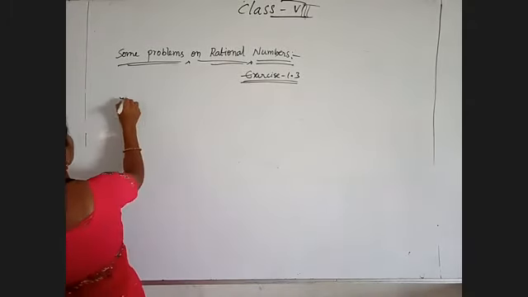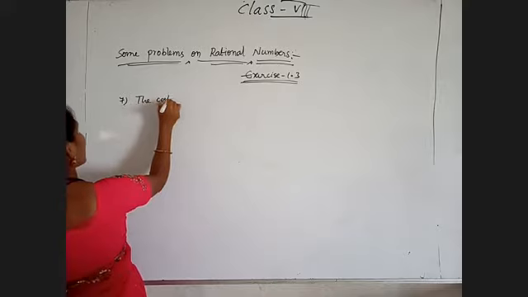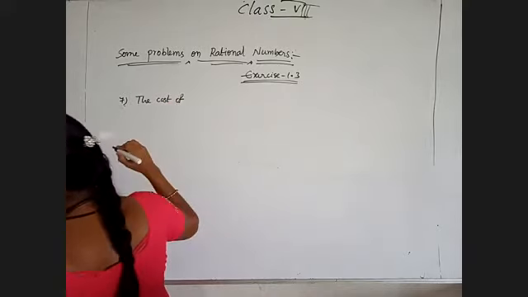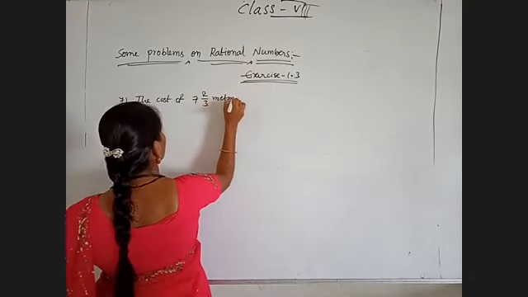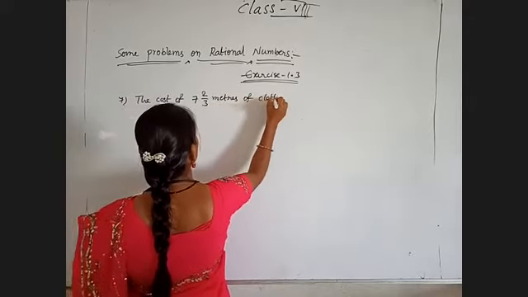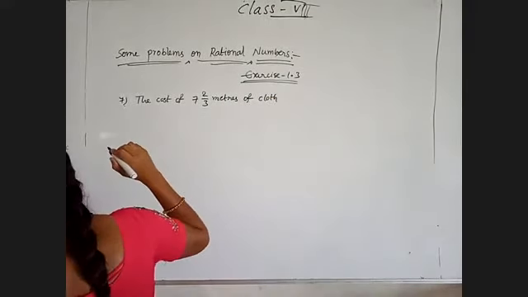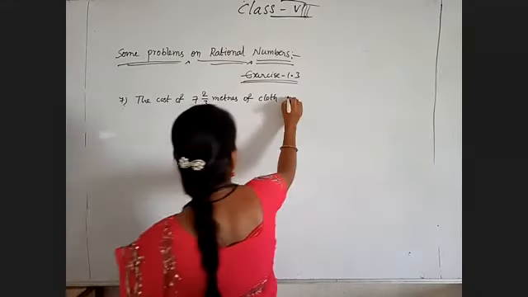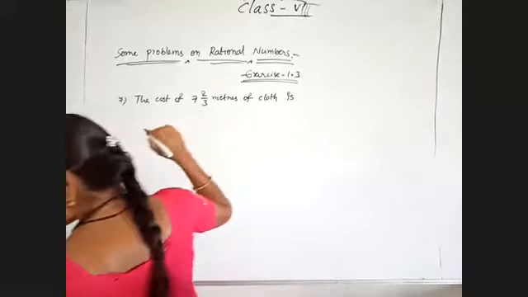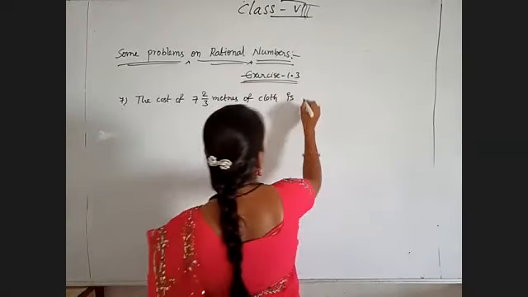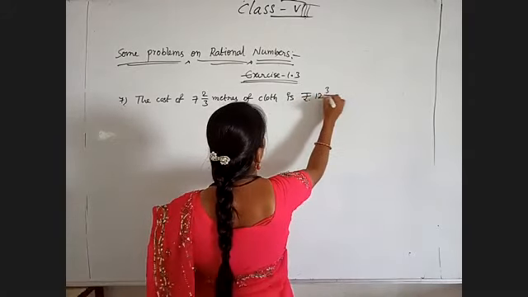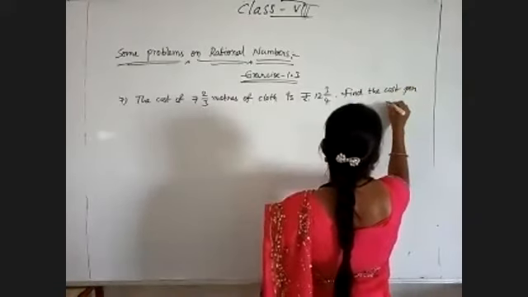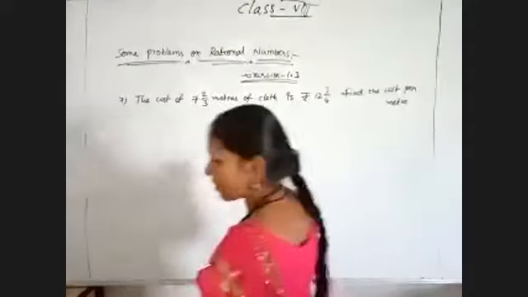The cost of 7 2 by 3 meters of cloth is 12 3 by 4 rupees. Find the cost per meter. Okay, this is the question.